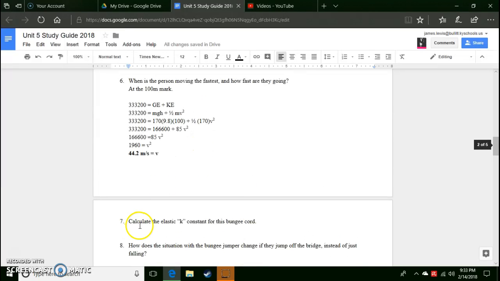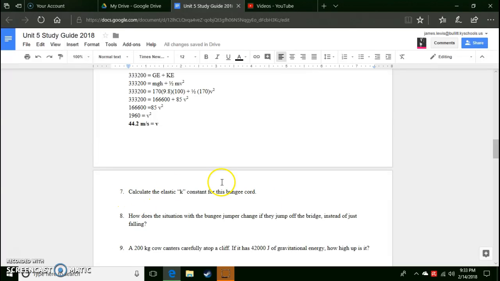All right, now I said I was going to go to number 7 next. Calculate the K constant for this bungee cord. At first glance, you might look at the problem and be like, what the heck do I want here? Well, a K constant only ever appears in one equation. So when in doubt, go check your formulas. You're looking for K.